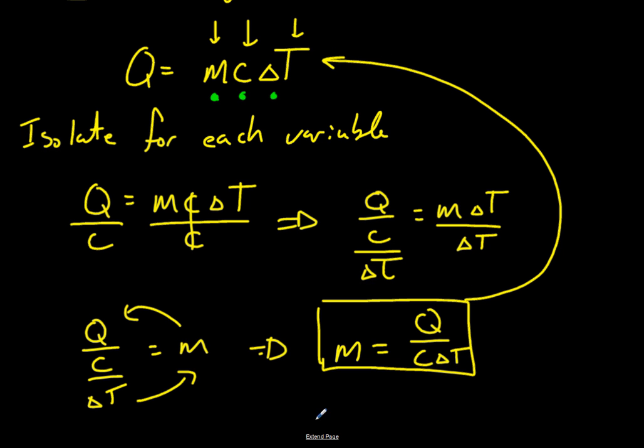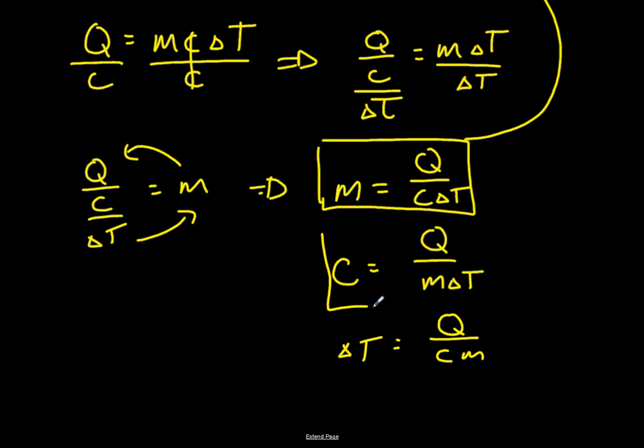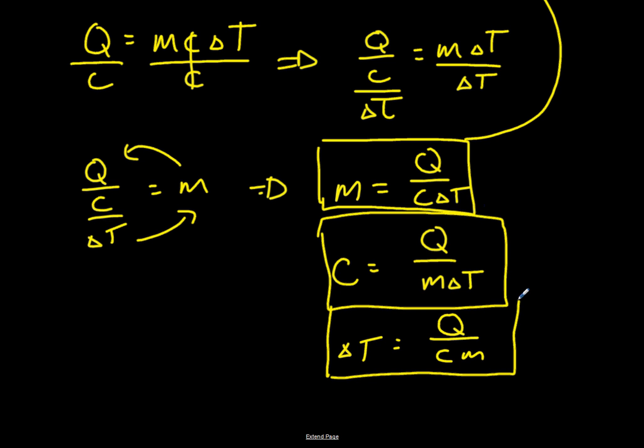Okay? And we can go through the same process and we will find that c equals q over m delta t, and that delta t is equal to q over c times m. Okay? So this is a skill that I highly recommend when you're given a problem. It makes much more sense to me to rearrange the formula to isolate for the unknown that you don't know before you put any numbers in. I'll give you one more example of that, and I'm going to let you do it.